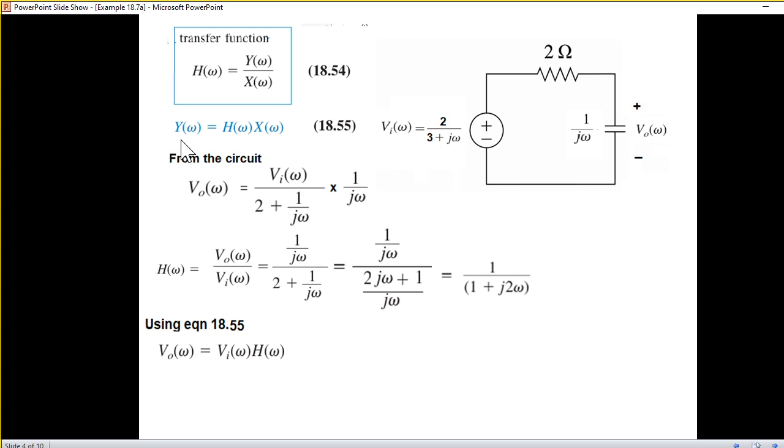Now we'll use this formula to find Vout. So Vout is Vin times H(ω). Plugging in the value of Vin, and we found H(ω), we get the same answer as in the previous slide. So this is the answer that we have to now further solve.